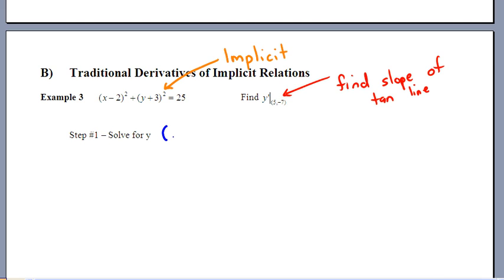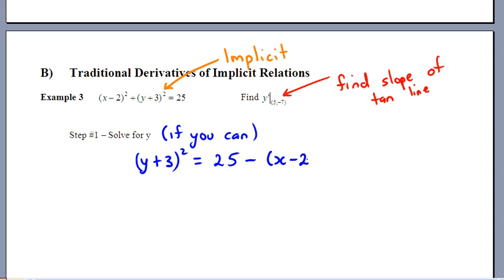Yeah, if you can. And for maybe one more page, for this page here, I will be able to. But then after that, I won't. So we'll need to have a plan. Okay, here goes, solving for y. How about we leave the (y plus 3) squared on that one side, and then we can move the other (x minus 2) squared, so we'll have 25 minus (x minus 2) squared. Okay, great.